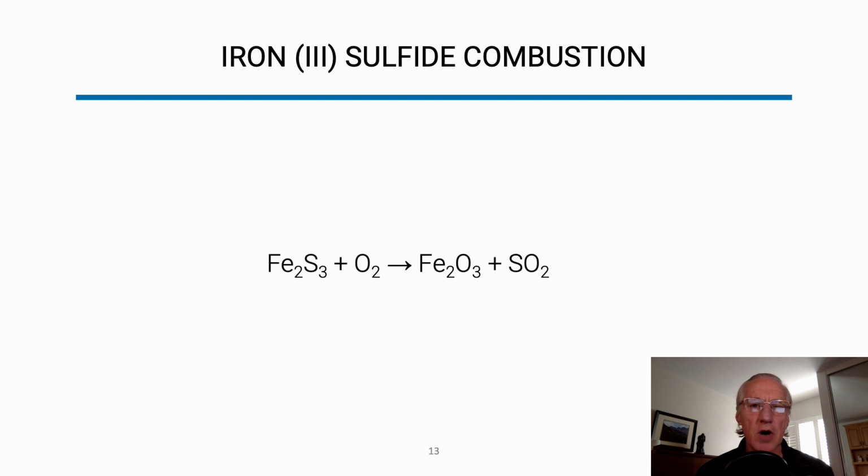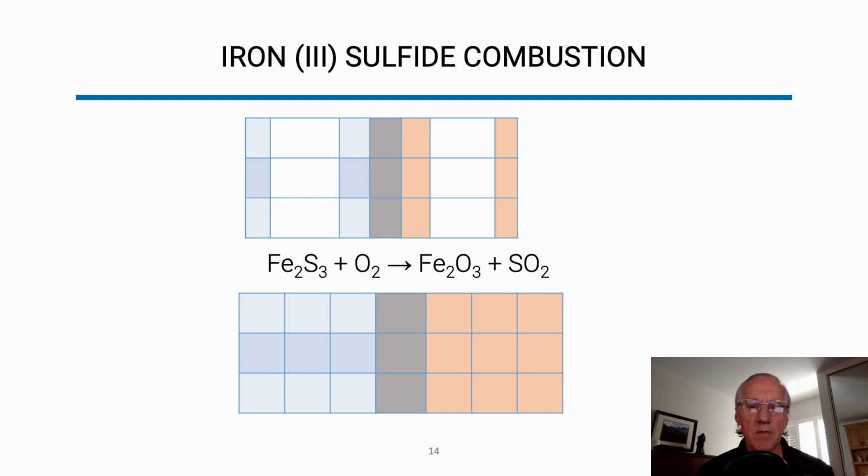Here's the equation for iron 3 sulfide combustion. It still involves diatomic oxygen, since that's the definition of combustion, but now it creates iron 3 oxide and sulfur dioxide gas. The first step again is to draw a table above and below the equation. The table above will be used to show the coefficients in front of the individual molecules, and the table below will be used to count the individual atoms on each side of the equation.